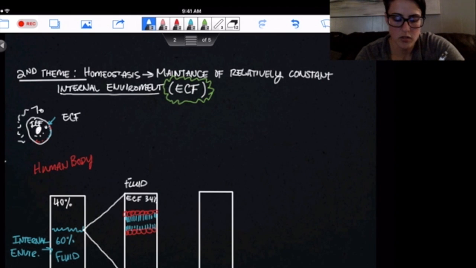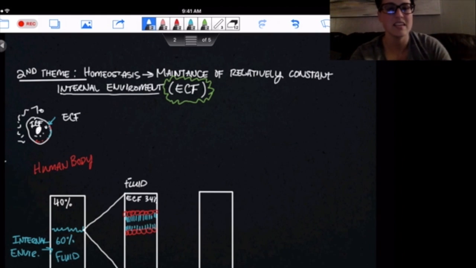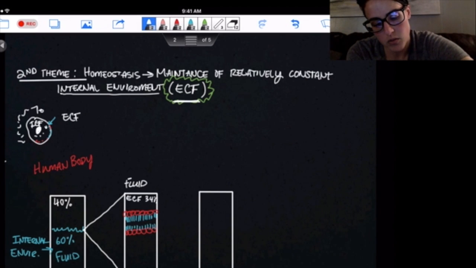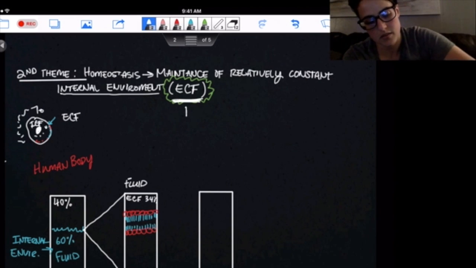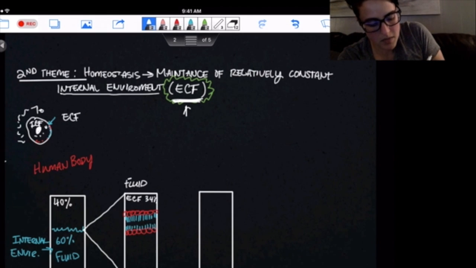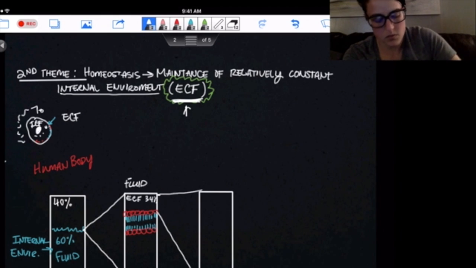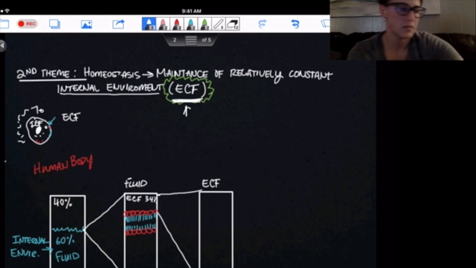The extracellular fluid, or the ECF, is outside of the cell. Intracellular fluid is within the cell. Let's break this down even more and talk about just the ECF, because homeostasis is going to function by regulating those variables within the ECF. So let's talk about that 34% right there, the extracellular fluid. Still with me?